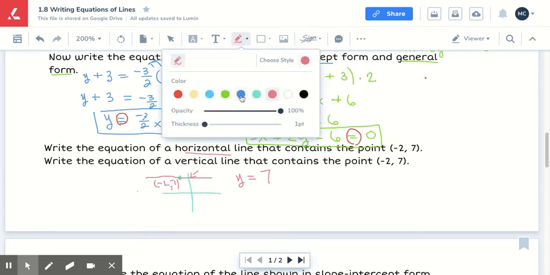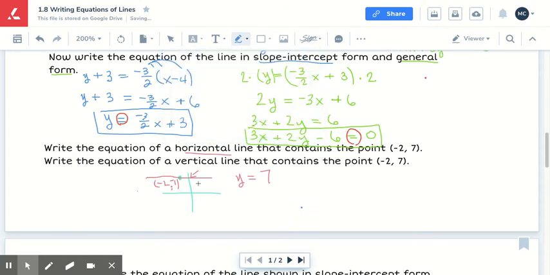Let's do the same thing with a vertical line. So I'm going to draw a vertical line now through this point, negative 2, 7. And according to the chart up above, the equation of a vertical line is x equals whatever the x-intercept is. So where would this one cross the x-axis? Well, that would have to be just the x value of that point. So that would be x equals negative 2.